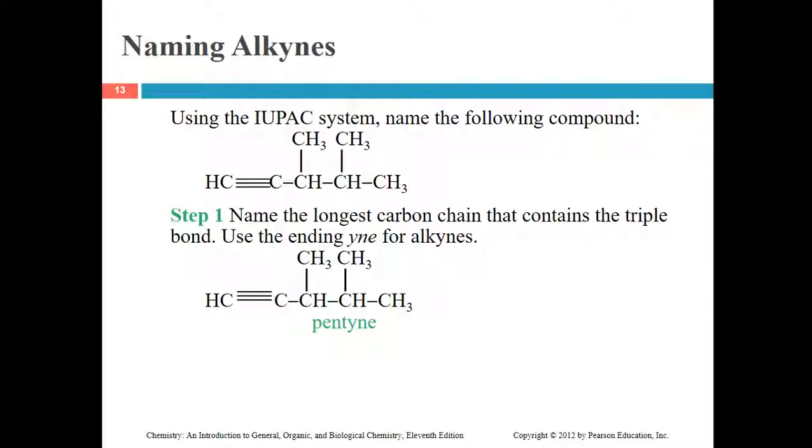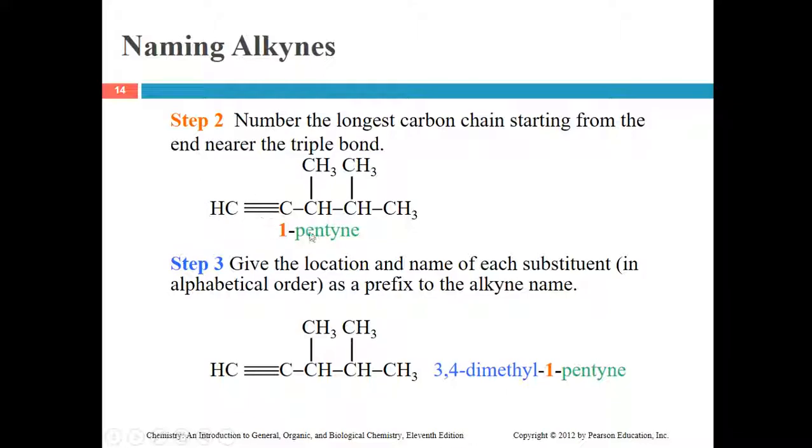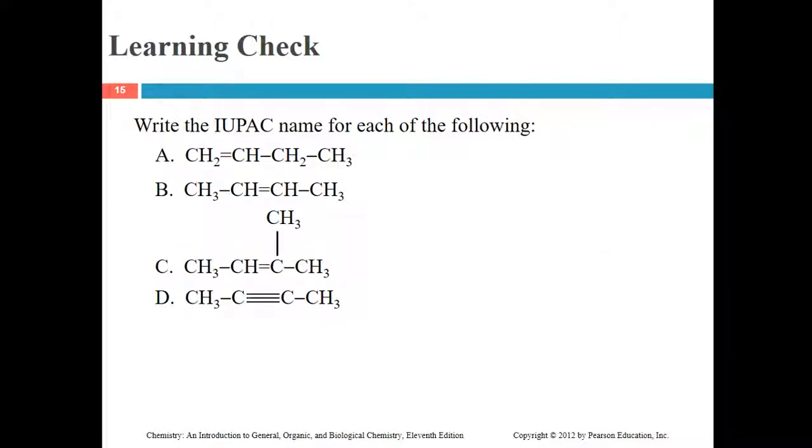Okay, with an alkyne, we're going to name it exactly the same way except change the ending of the name from e-n-e to y-n-e. So 1, 2, 3, 4, 5. Pentyne. Okay, and we notice that the triple bond is starting at carbon 1. So 1-pentyne. Now then, we have these two methyl groups on carbons 3 and 4. So 3,4-dimethyl-1-pentyne.